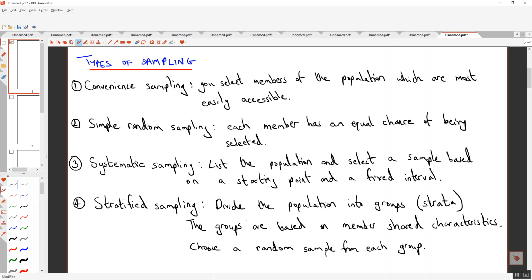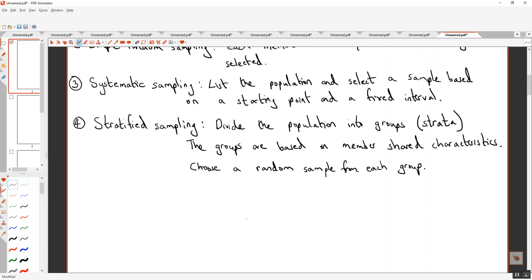So that's stratified. And then the last one is quota sampling.